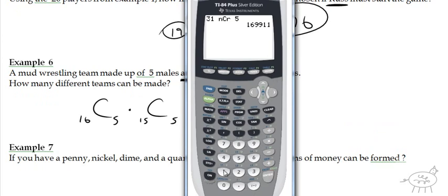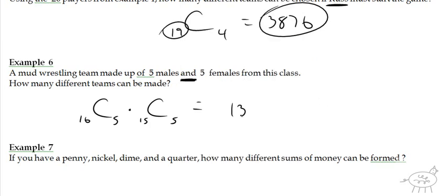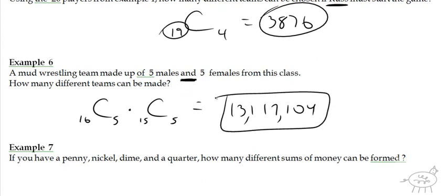Okay, so it's 16C5 times 15C5. Okay, hit enter, and we get 131,17104. Okay, so that's a lot of different possibilities. Okay, again, order is not important.